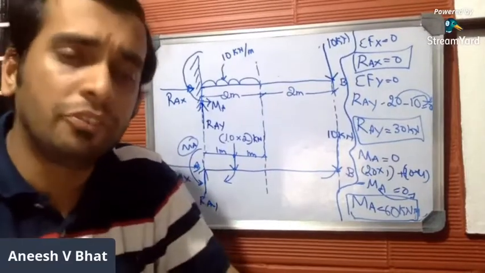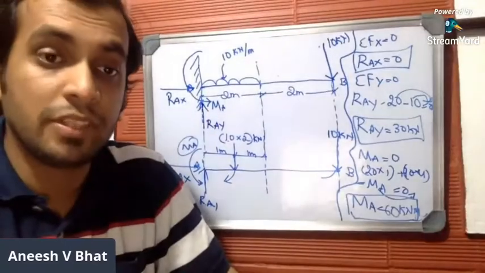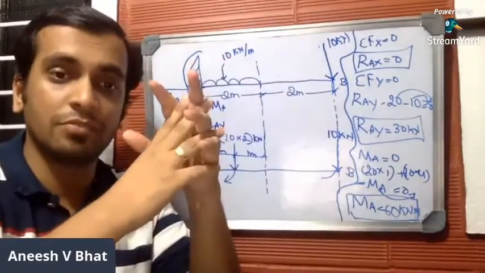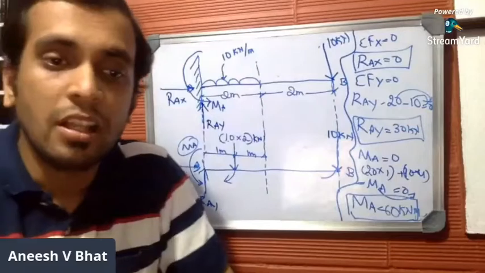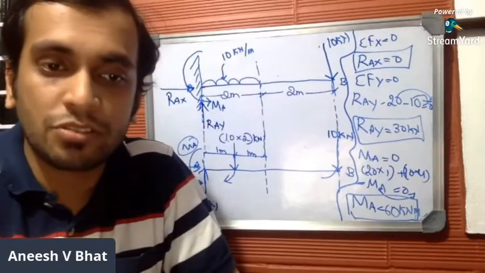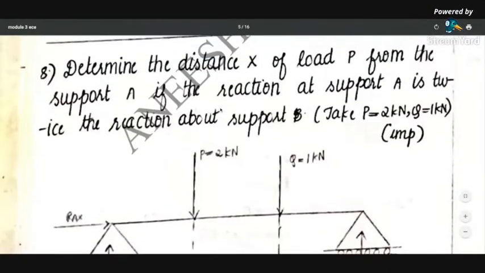This is how you solve if you get a problem with the fixed support. It will be easier than the previous set of numericals if you have fixed support. So let us continue with the next problem. I'll just share the screen and show the next problem to you. So this will be the next problem.